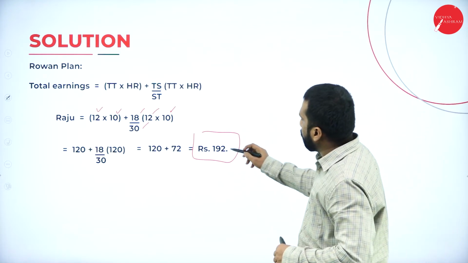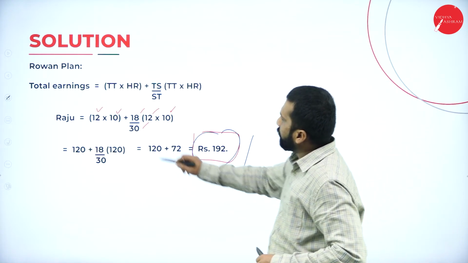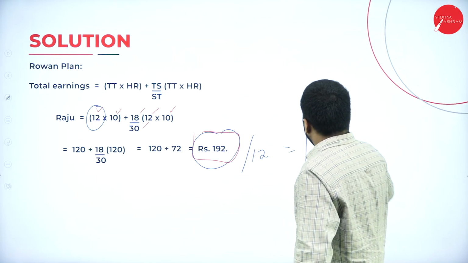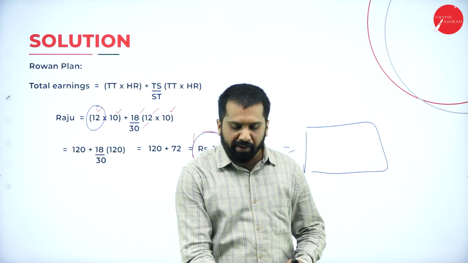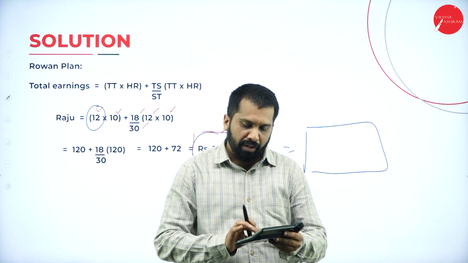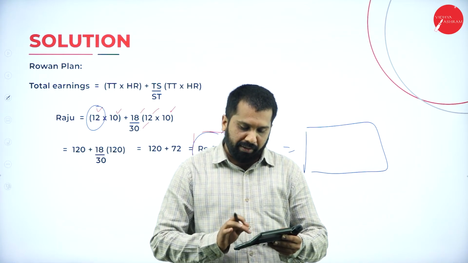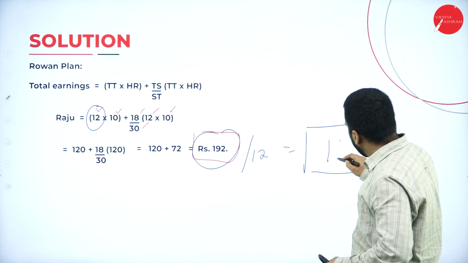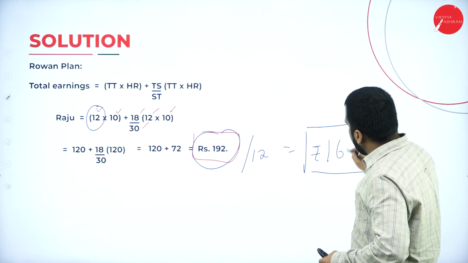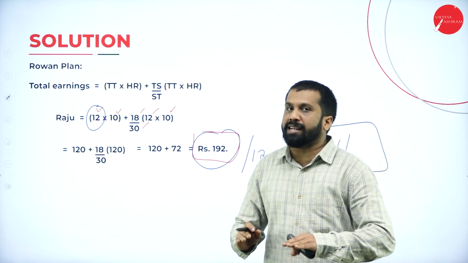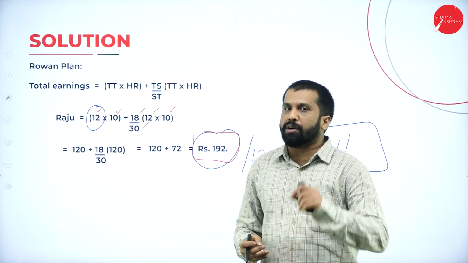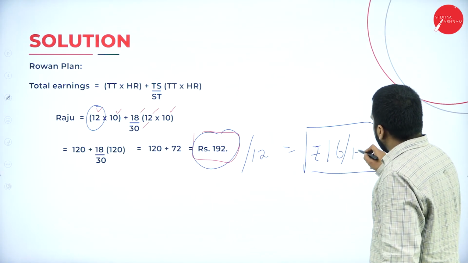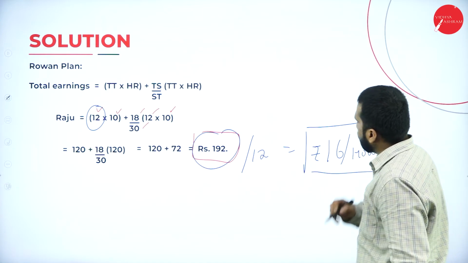As per the Row 1 plan, 192. 192 divided by time taken, 12. 192 divided by 12, how much? 16 rupees. Whatever I am doing is an extra thing. It is not asked in the question. Still, I am finding out per hour how much they are getting. So per hour. Clear?